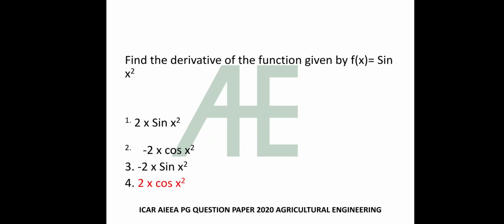Find the derivative of the function given by f of x is equal to sin x square. The answer is 2x cos x square. For finding the derivative of sin x square, we know that the derivative of sin x is cos x. So for sin x square, the derivative is cos x square. After that we need to differentiate x square, so we will get 2x cos x square.